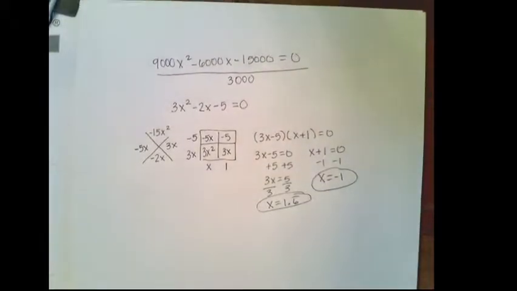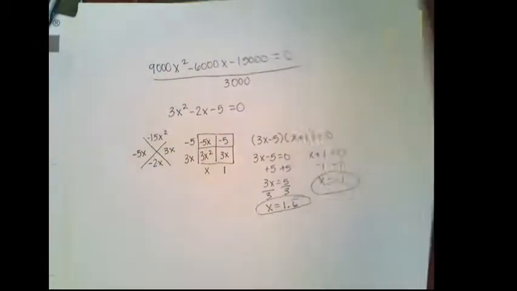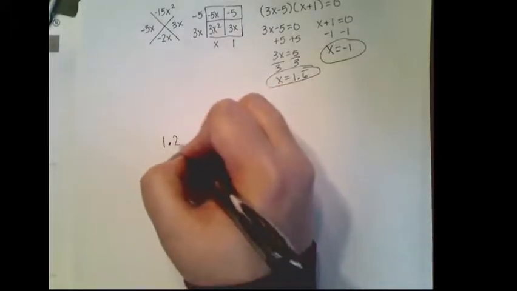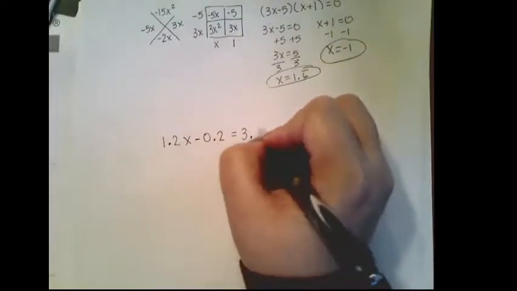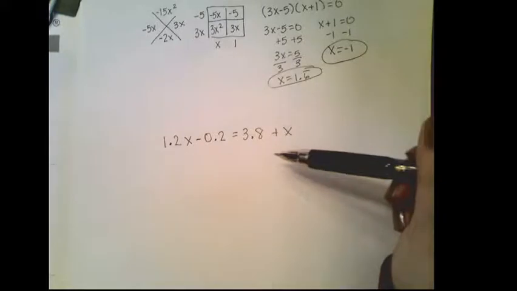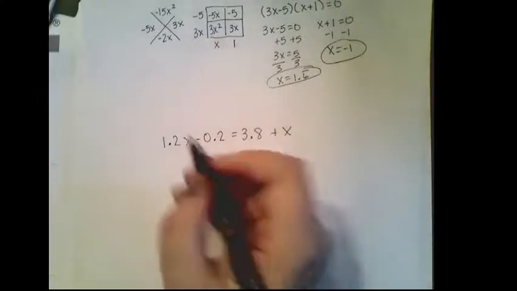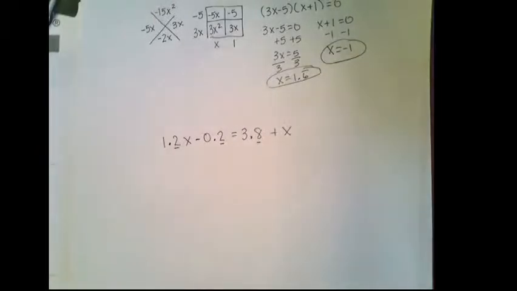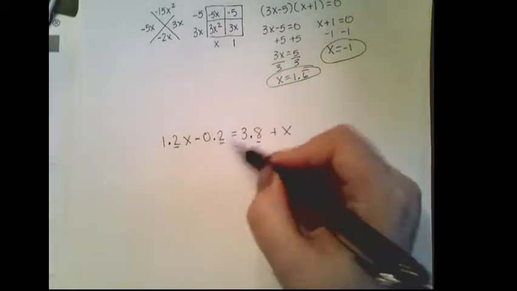So now we talked about making things smaller. So now let's talk about making things larger. So if we have an equation like 1.2x minus 0.2 equals 3.8 plus x. So decimals are not nice to work with. So we want to get rid of them as much as we can. So what I do is I count the number behind each of the decimal places. So each of them have one decimal place, one place behind the decimal.